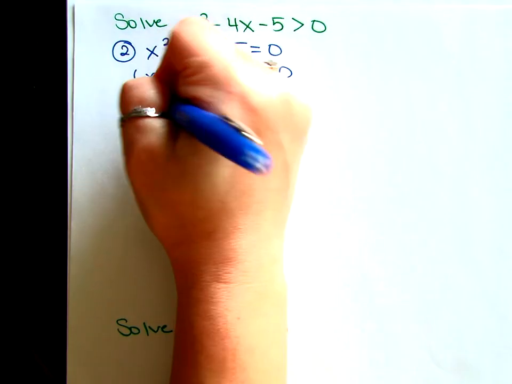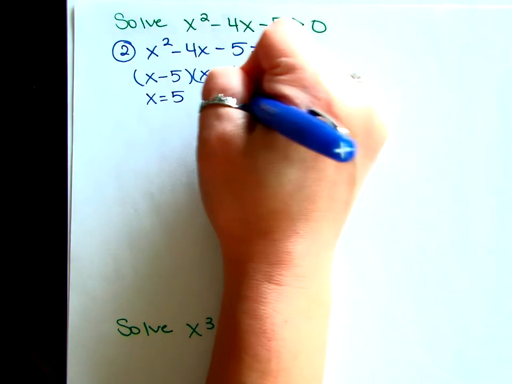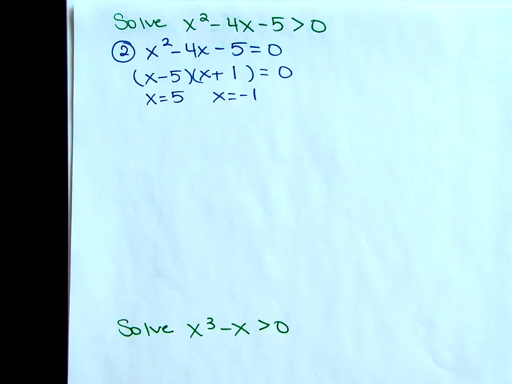So we find that x equals 5 and x equals -1. And if we were solving our polynomial and it was an equation, we would be done. Those are our zeros. We're good to go. But this is an inequality, we're not done. These are our boundary points.